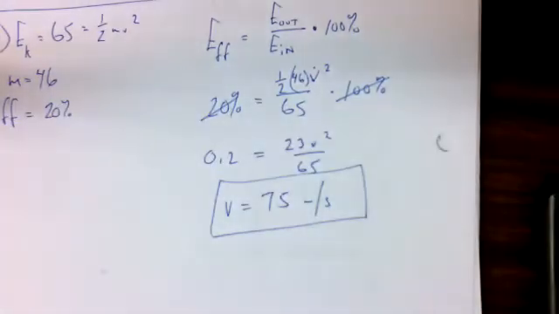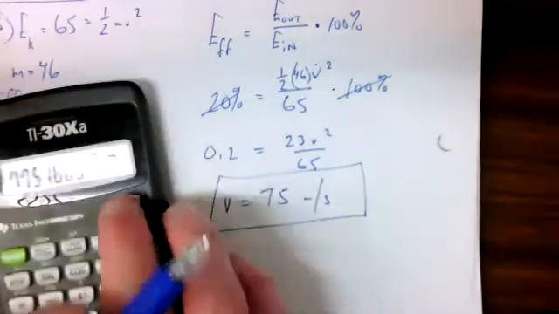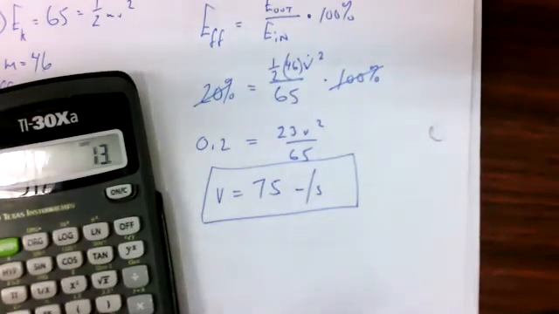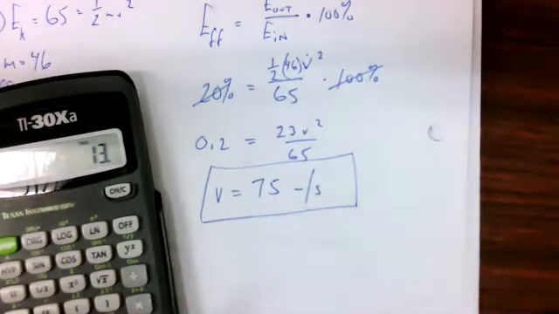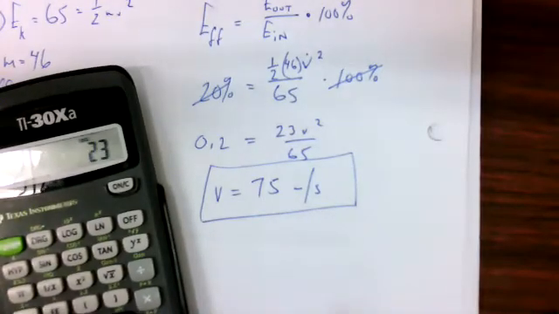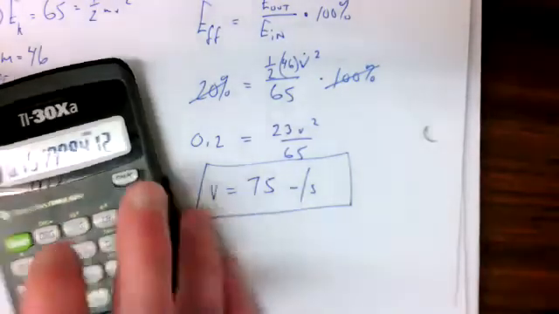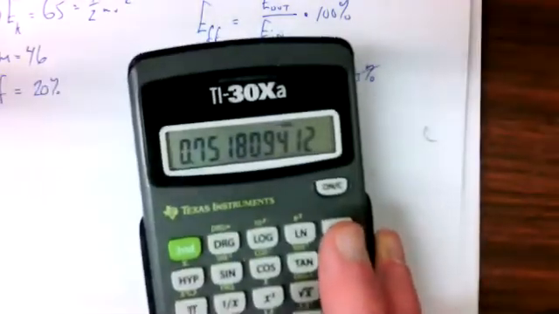I got a different answer, actually. Oh, how does it feel to be wrong? Let me check. 65 times 0.2. It very easily could be me. That's why I said it so arrogantly. Divided by 23 equals this, and the root. What did you get? I got 23.7 meters per second.